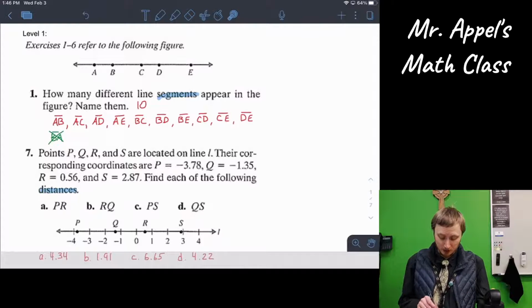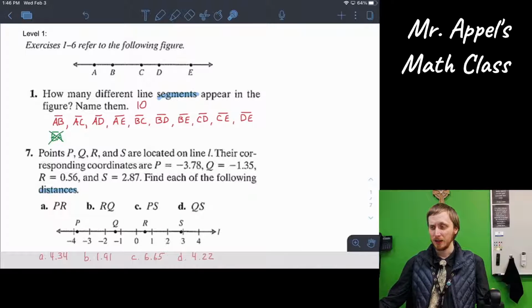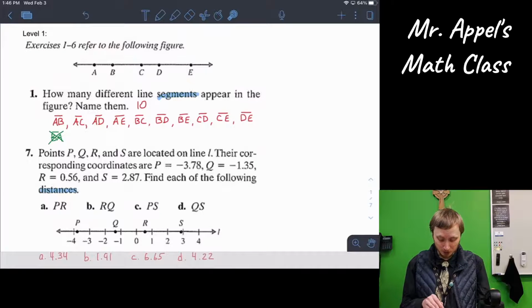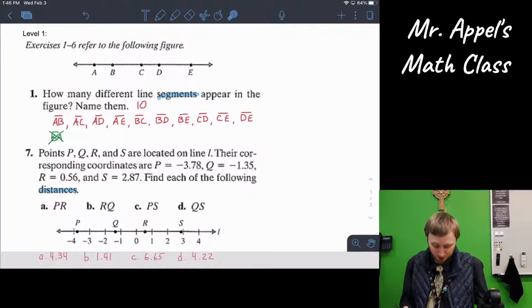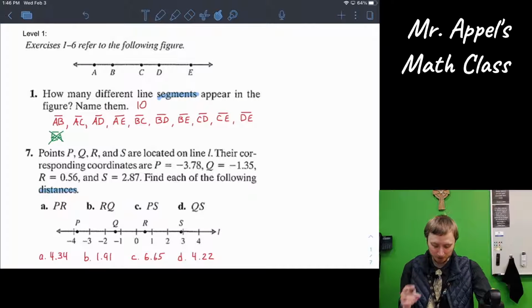So here we go. How many different line segments appear? Remember, a segment goes from endpoint to endpoint. So there are 10 total. Here are all the possible combinations. This one actually reminds me of the handshake problem, counting how many possible handshakes between two people, because notice we have AB, but we don't need to list BA again. That would be redundant. It's the same segment, no matter how you orient the letters, right?